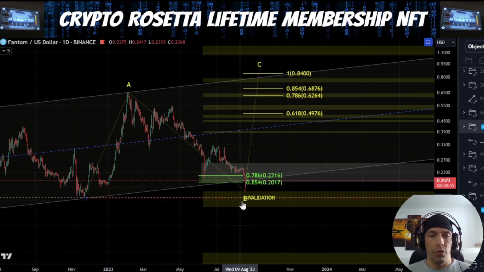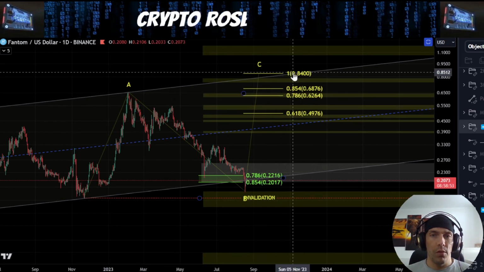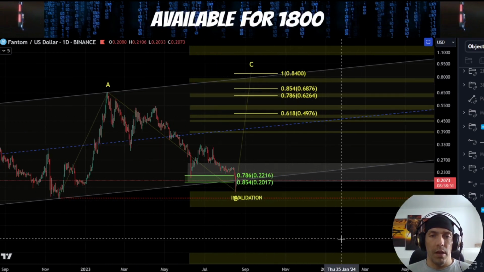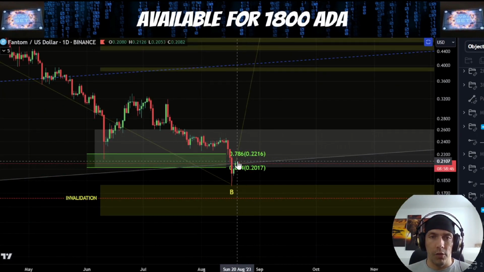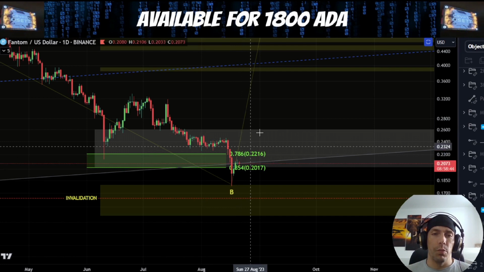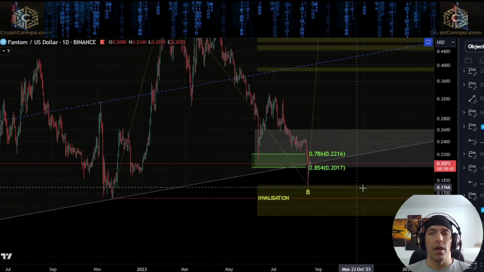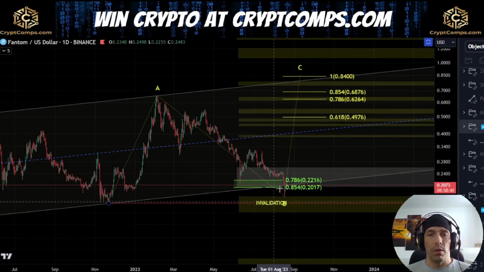Now, if we do look to push to the upside from where we currently are, 1-to-1 would be up here towards this 84 cents. And what I would be looking for more locally here is I want to see us get back inside this channel and look to actually turn this into support before looking to break back above these highs, if this is the case. And we are looking for the C wave.